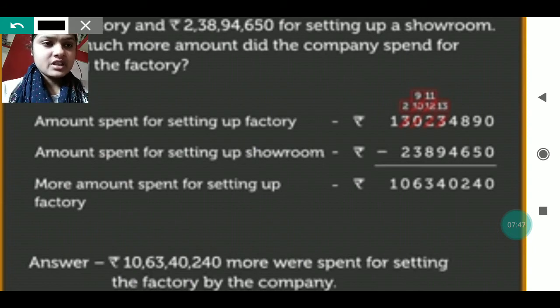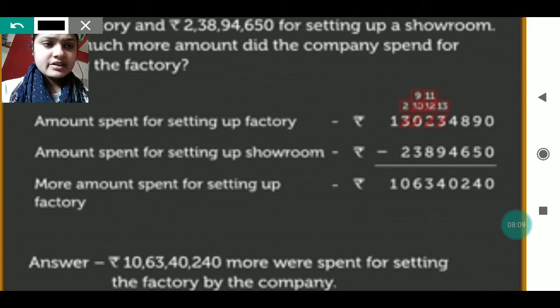You can see the number is written: 0 minus 0 will be 0, 9 minus 5 will be 4, 8 minus 6 will be 2, 4 minus 4 will be 0, 3 minus 9 is not possible, it will take one carry, it will become 13. 13 minus 9 will be 4.